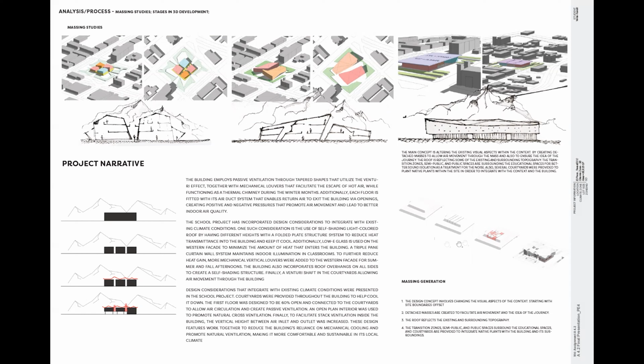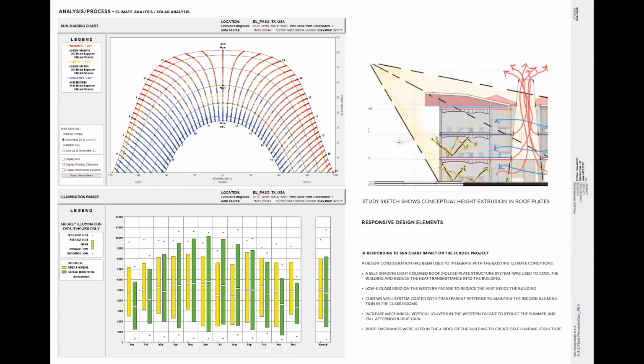So the massing generation starts with a regular shape that respects the solidarity of the site's surrounding buildings, then cutting it and having openings and closed spaces, and then enclosing that with the folded plate structure roof. The folded plate structure roof was a responsive idea to sun shading and illumination range, as it has two shafts in the center. This is one of them, and the other one is in the next slide. The idea was basically to have a dynamic roof that would self-shade itself.